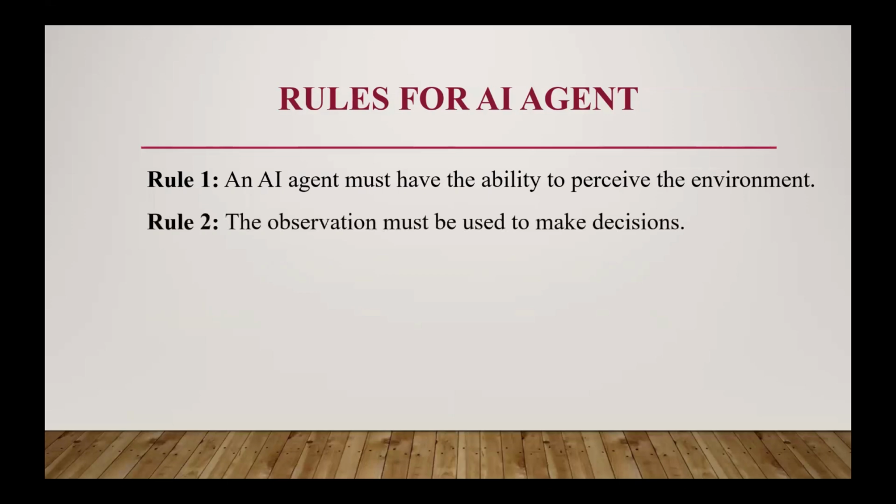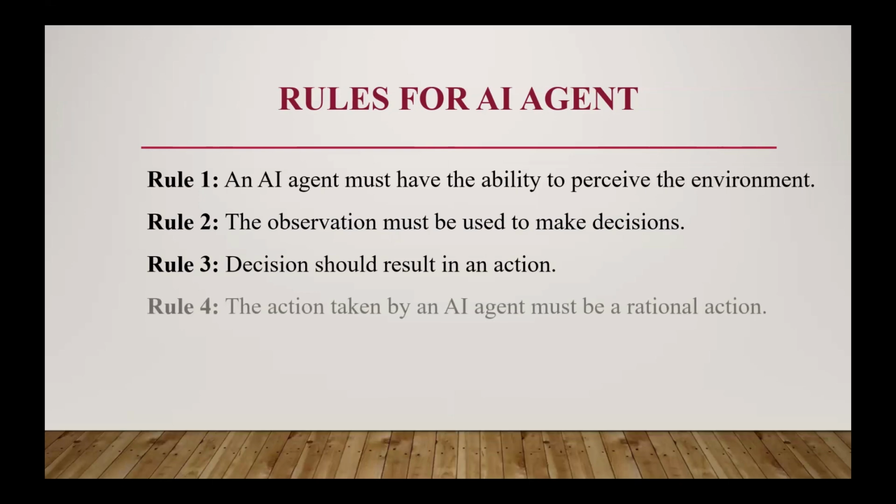The second rule is observation. Whatever the agent observes and perceives from the environment, the observation should be sufficient to take a decision. The third rule is that the decision should be action oriented. So whatever decision is taken by the agent should be action oriented. The last one is that the action taken by the AI agent must be a rational action. So these are the four rules for any artificial intelligence agent. They should follow these four rules.